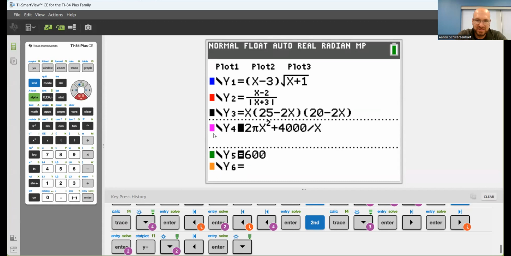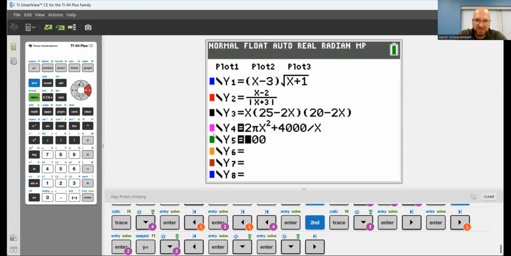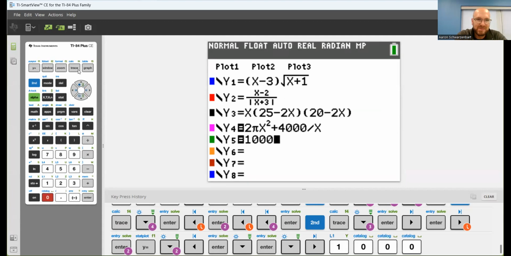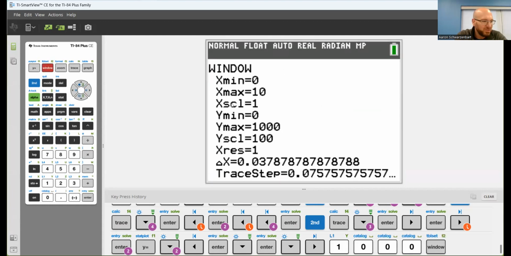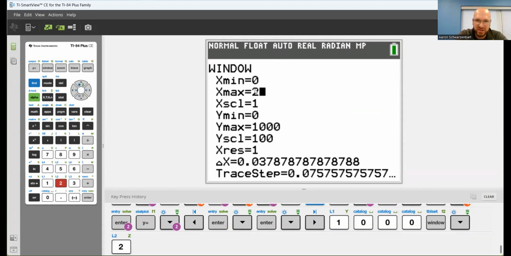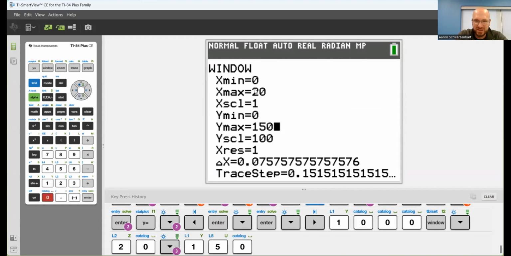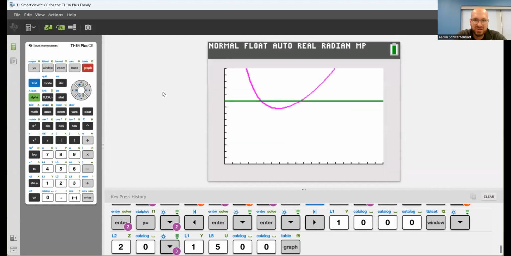Turn this one off. Turn this one on. And I'm going to switch this to 1,000. Probably need to change my window. I don't know if I'm within 10, so I'm going to go 20 for my x's. And since I'm at 1,000, I need to go at least bigger. So 1,500. 100 is still fine. That's in the 10 to 20 range for the scale.